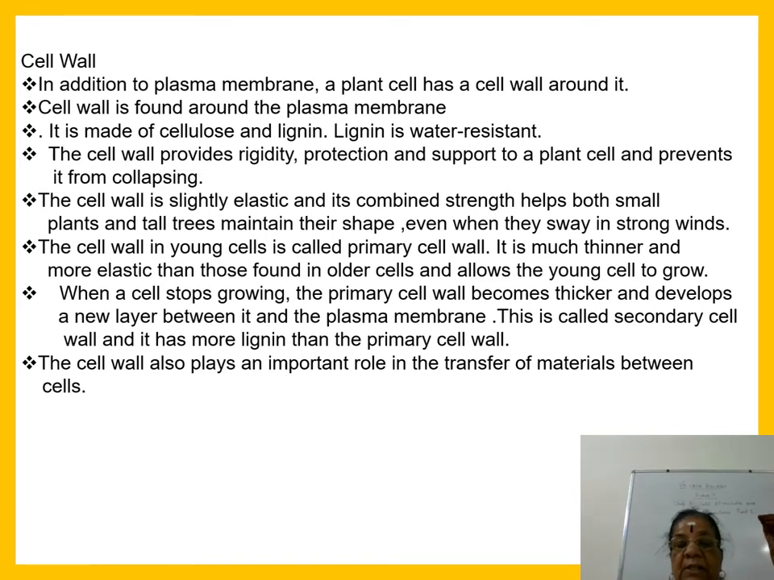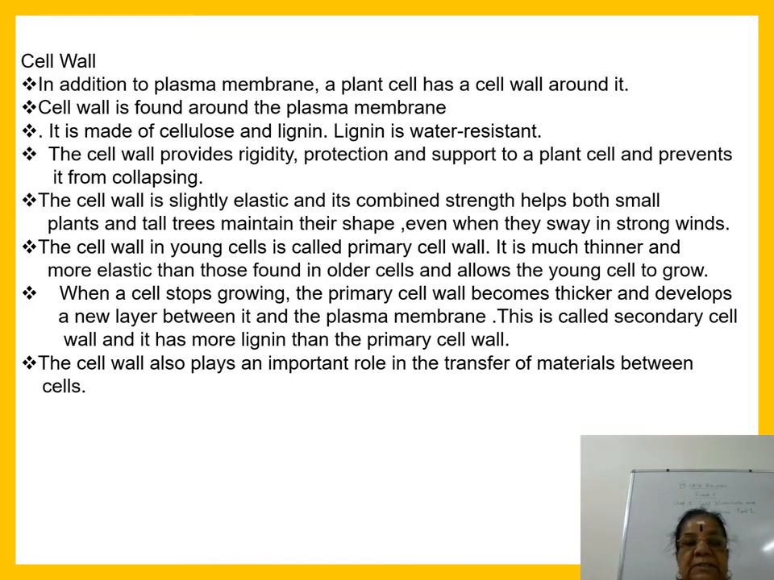The cell wall is a little elastic, and it has its strength. Whether it is a small plant or a big tree, when the wind blows the branches sway like this, and the cell wall gives slight elasticity. That is what it does. Cell wall is slightly elastic and its combined strength helps both small plants and tall trees maintain their shape even when they sway in strong wind.